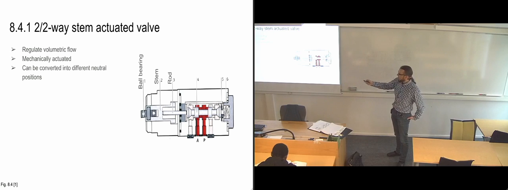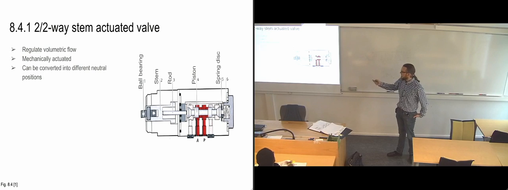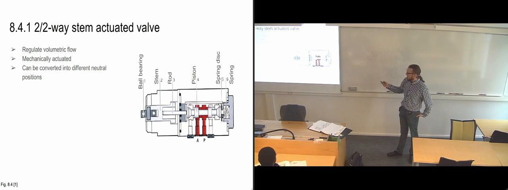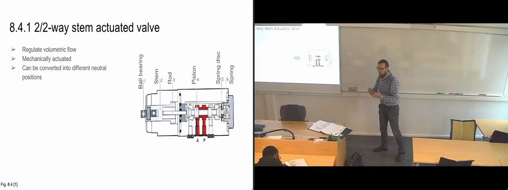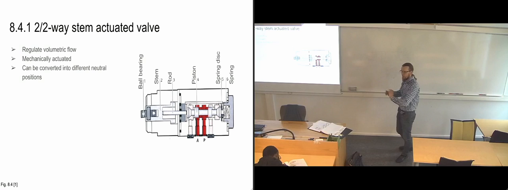And then between the stem and the piston, we have the piston rod coming up. And then, of course, we have the piston itself. And we have a spring disc and a spring at the end here. So the spring disc is just to keep the spring in the correct position so that it can't bend to the sides or anything.